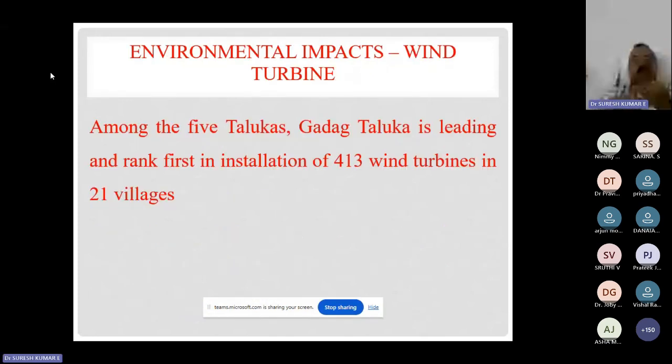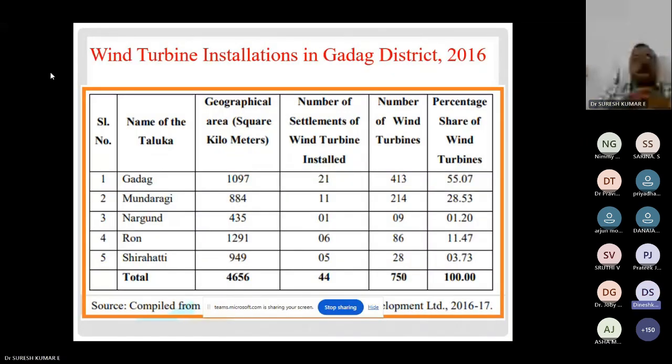There are 5 taluks. Gadag taluk has the highest number, 413 wind turbines in 21 villages. These 21 villages' people are suffering with the same issues I told earlier. 413 wind turbines, imagine. As per the survey of 2016, in Gadag district alone, the geographical area is 1097 and the installed number of wind turbines is 413.